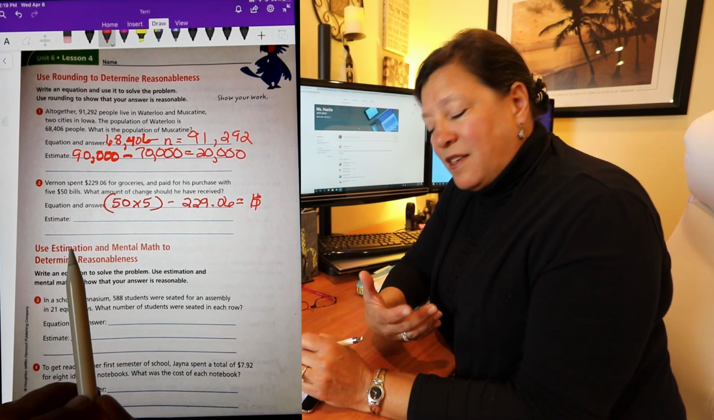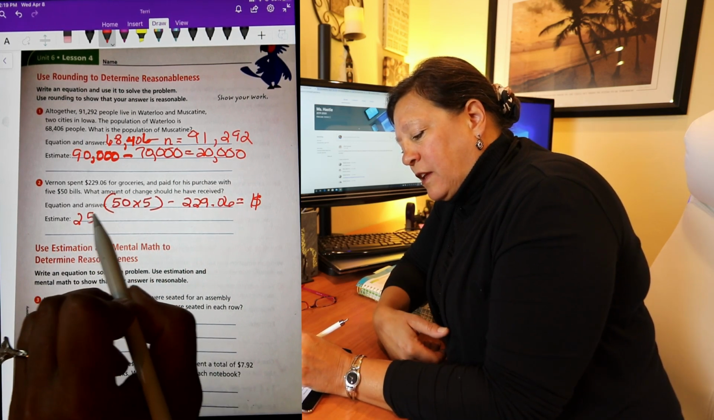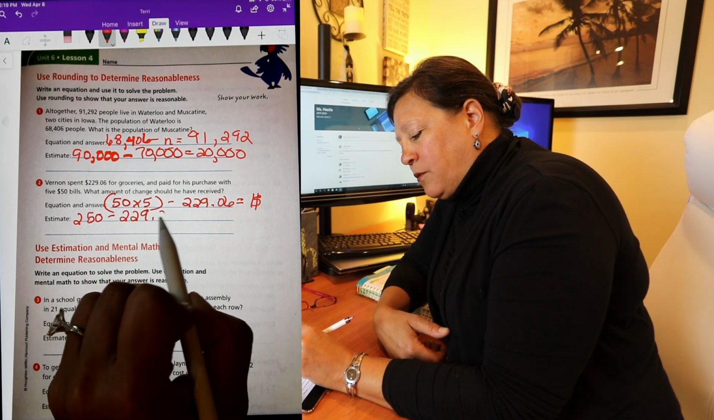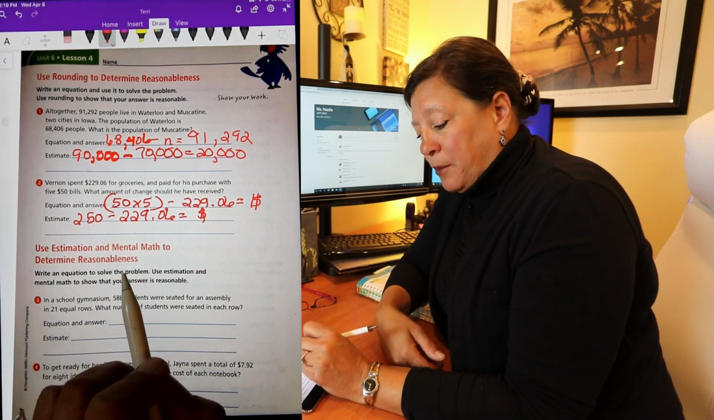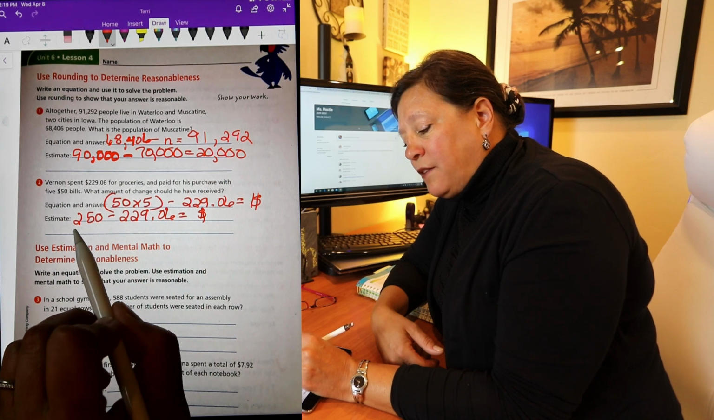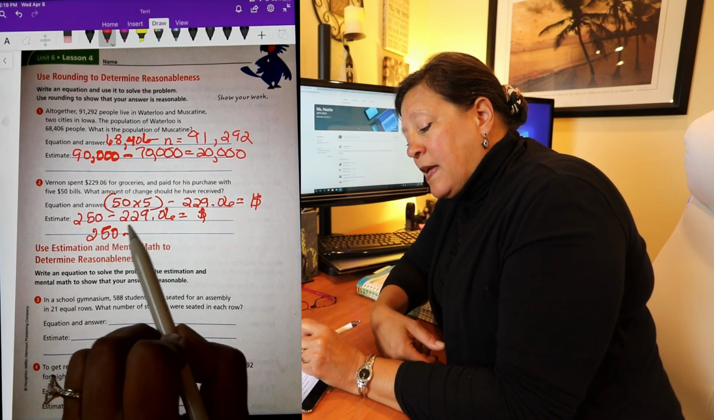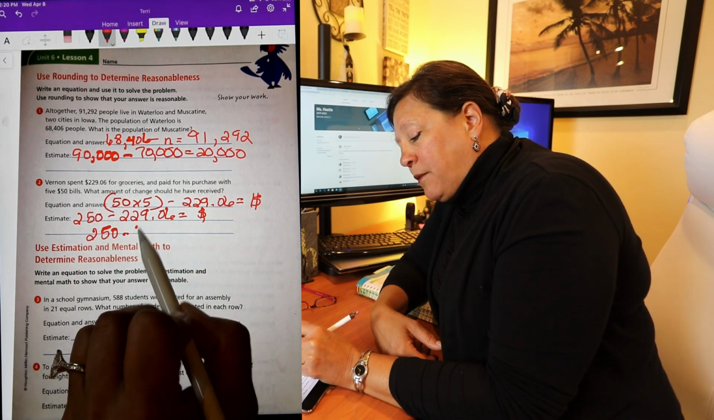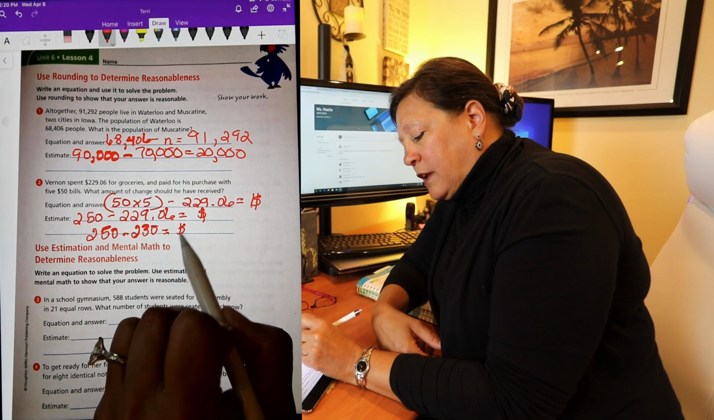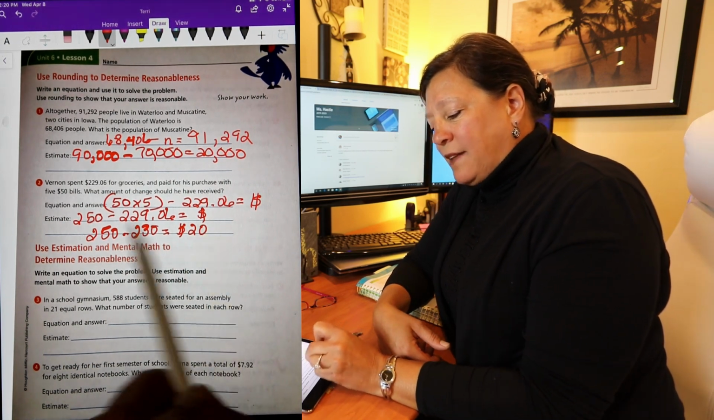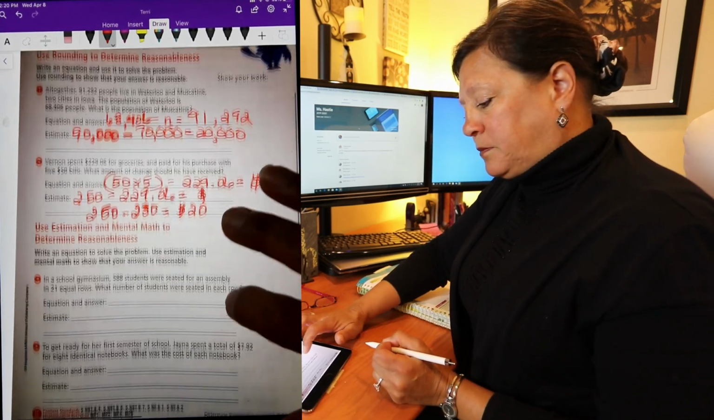If we were going to estimate this, what is 50 times 5? That's 250. Then you're going to subtract that 229.06 to get your unknown amount. Now 250 is already a nice round number, so I don't always need to estimate and change my amount. But 229.06, how about I round that to 230 to make my life easy? So 250 minus 230 is 20. Your answer should be pretty close to $20, and then you know that it's reasonable. All right, moving along.